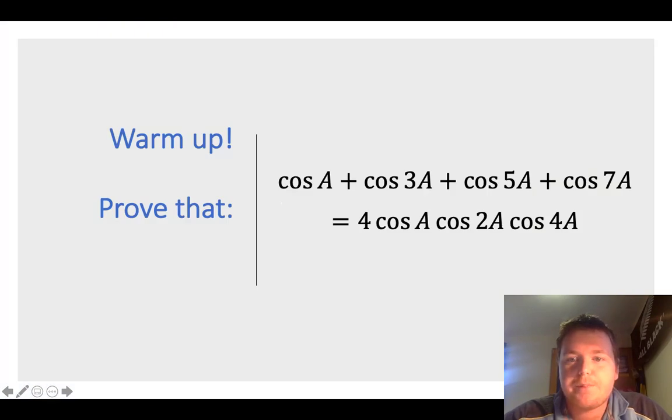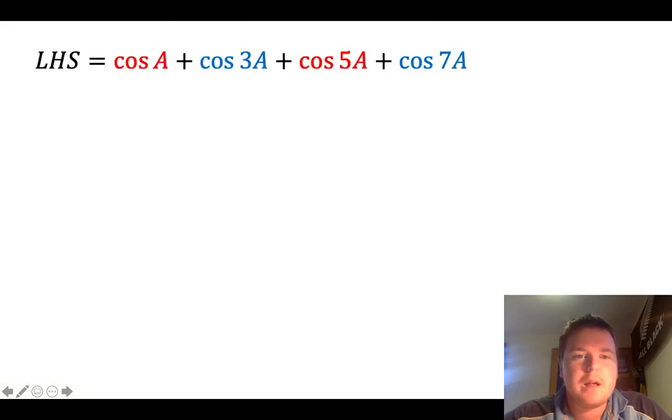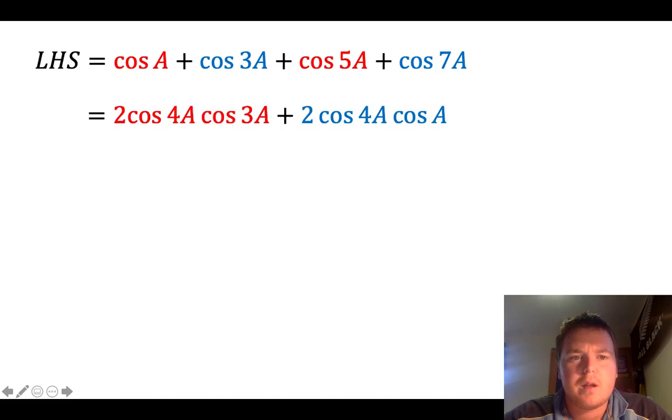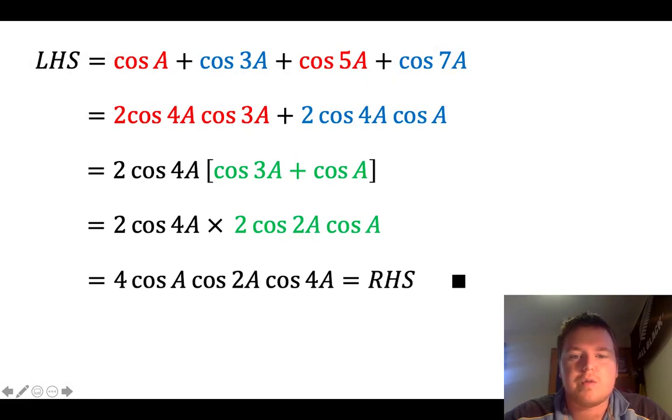Prove that. Alrighty, solution time. It's not a difficult one. We just get things up, similar to the previous problem from yesterday. We take those cosine A and cosine 5a terms, put them together using the sum to product formula. Same thing for the blue terms. Factor out a common factor, and then use the sum to products formula again. We get the final result.